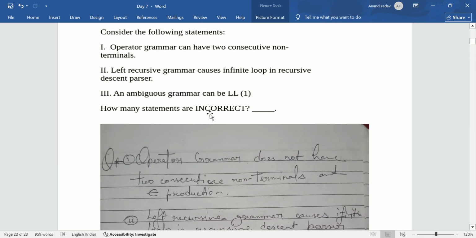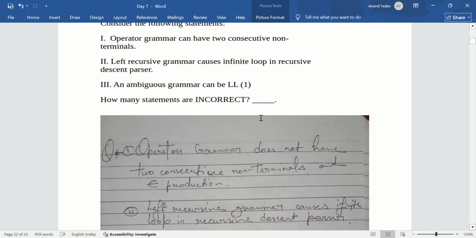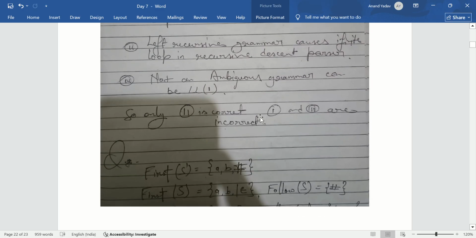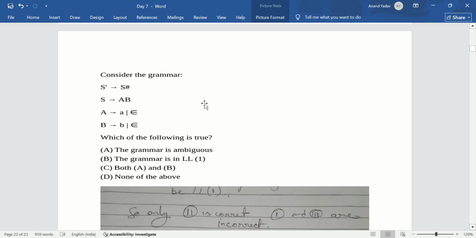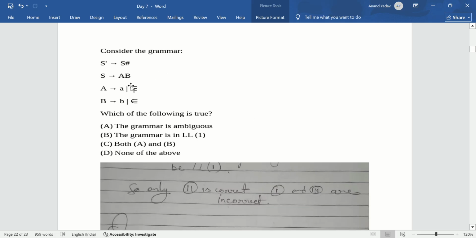So how many statements are incorrect? The first one and the third. So the first and third are incorrect, which means two statements are incorrect. Now the next one is: consider the grammar. These are the productions. Which of the following is true?